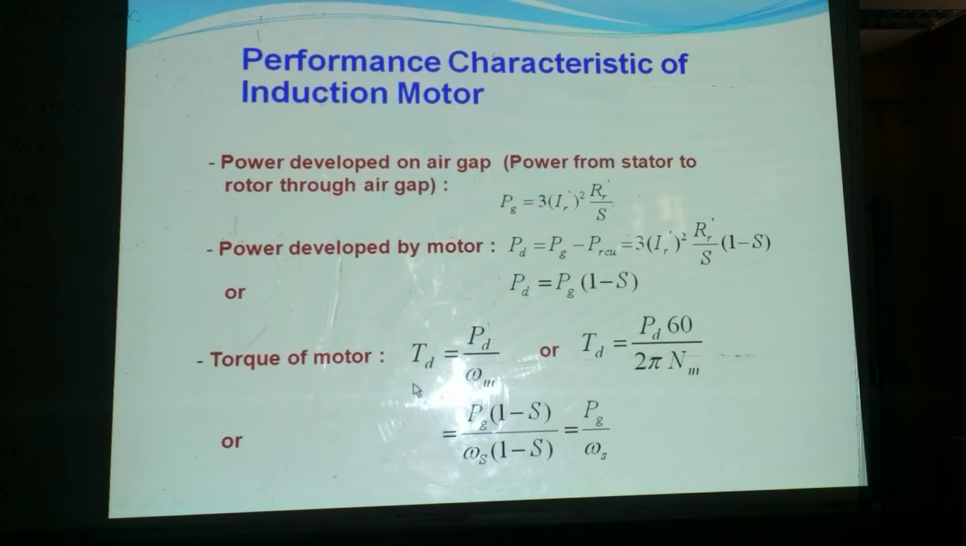Now torque: power developed equals torque developed into omega m, the rotor speed. So finally, torque developed is given by power developed by the motor, nothing but mechanical power, divided by rotor speed. It can also be defined as Pd times 60 by 2 pi Nm, where speed is in rpm, or in radian per second. So torque developed can also be defined as air gap power by synchronous speed, or mechanical power by rotor speed.